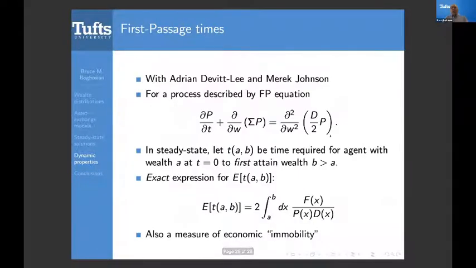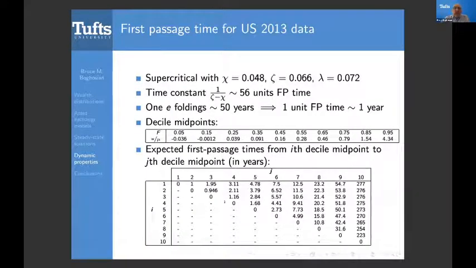We're able to look at first passage times once you have a Fokker-Planck equation. The expected time of transition from a wealth A to a wealth B is given by an exact expression. So we can look at the time it takes to go from the middle of the first percentile to the middle of the fourth decile. That's maybe 3 years. To get to the 9th decile, the middle of that, it takes a lifetime of hard work, maybe 54 years. To get to the middle of the 10th decile takes centuries.